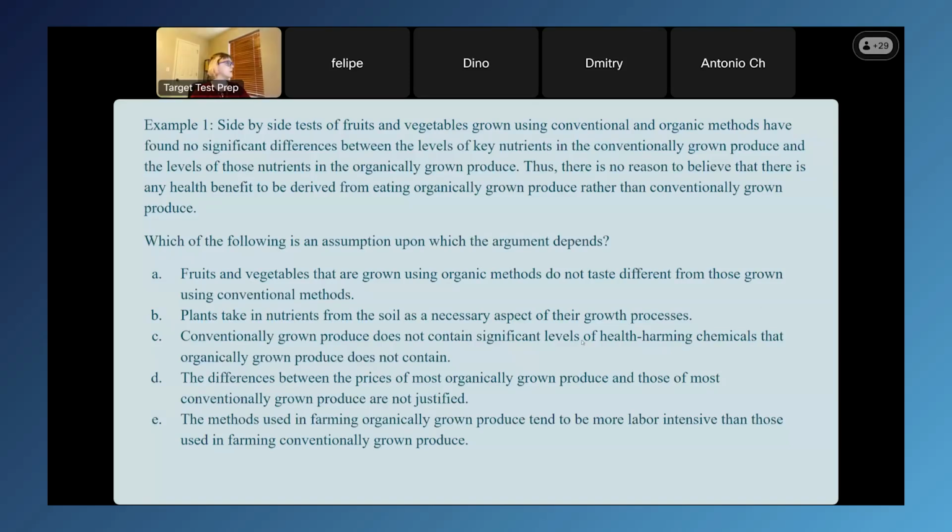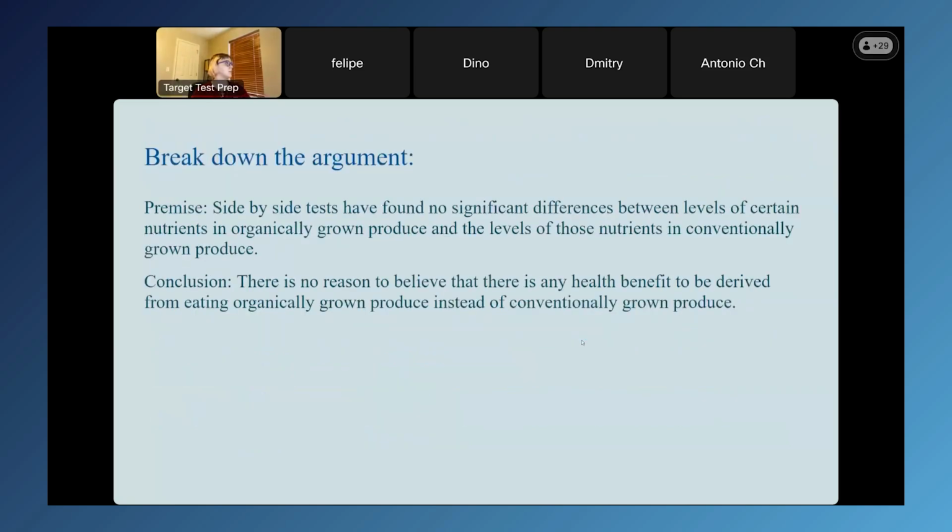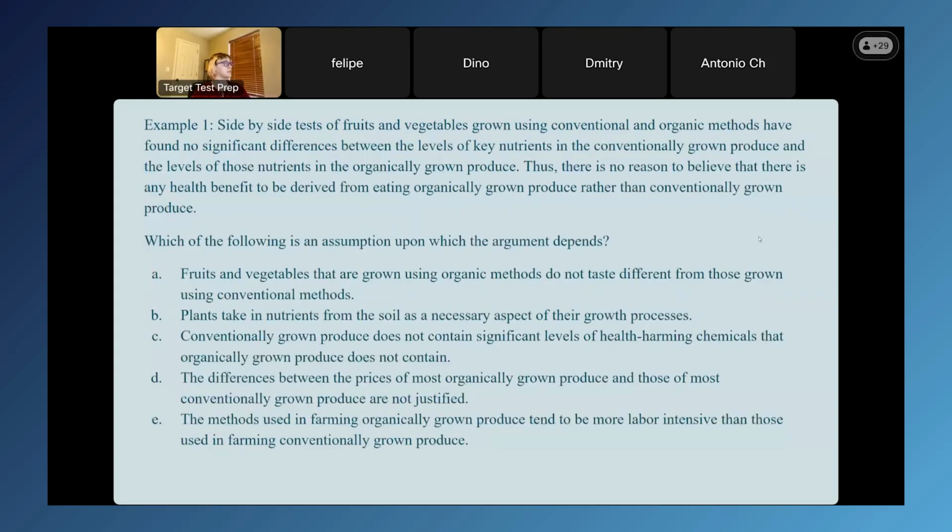So, what is our premise? The level of key nutrients between these two types of produce is the same. And the conclusion is that there's no reason to believe that there's any health benefit to be derived from eating organically grown produce instead of conventionally grown produce. Notice that we are specifically talking about health benefit in the conclusion, so keep that in mind. A, fruits and vegetables that are grown using organic methods do not taste different from those grown using conventional methods. We're not talking about taste. We are talking about health benefits, so irrelevant.